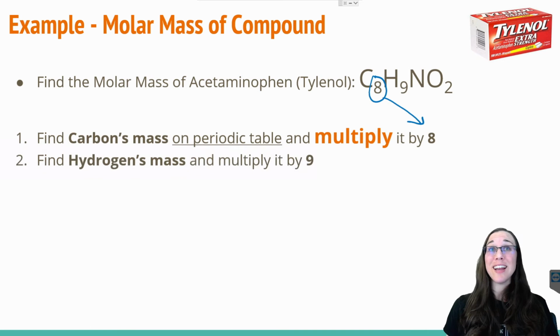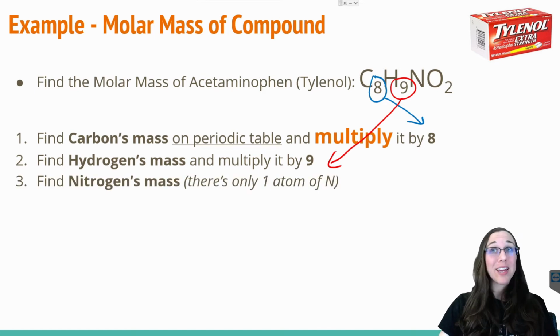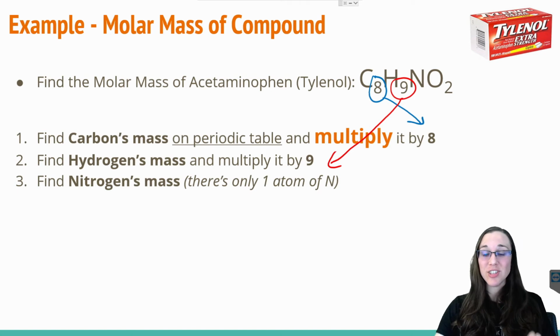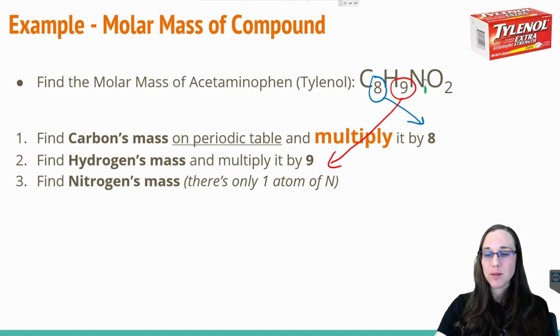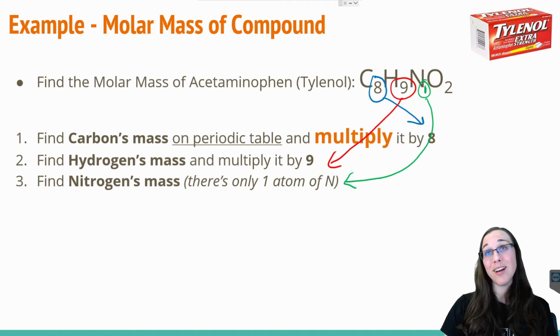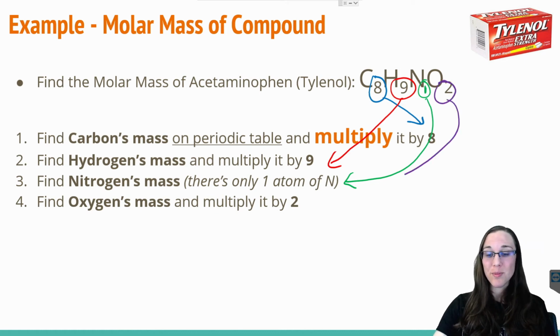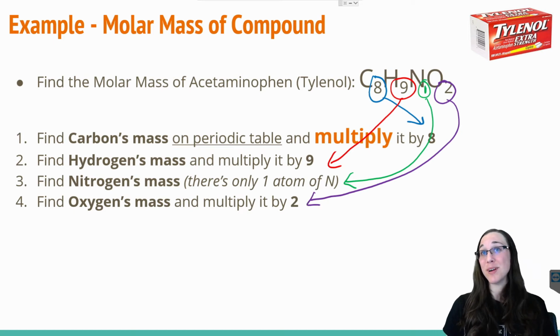Then we would need to find hydrogen's mass and multiply it by 9 because there are 9 hydrogens present. Then we'd look back at our periodic table and find nitrogen's mass, the little numbers underneath nitrogen, and there's only 1 nitrogen present in this compound, so we would just need 1 of that number. And then we'd look on the periodic table for oxygen and find its mass, the small numbers underneath it, and multiply it by 2 because there are 2 oxygen atoms present in acetaminophen.